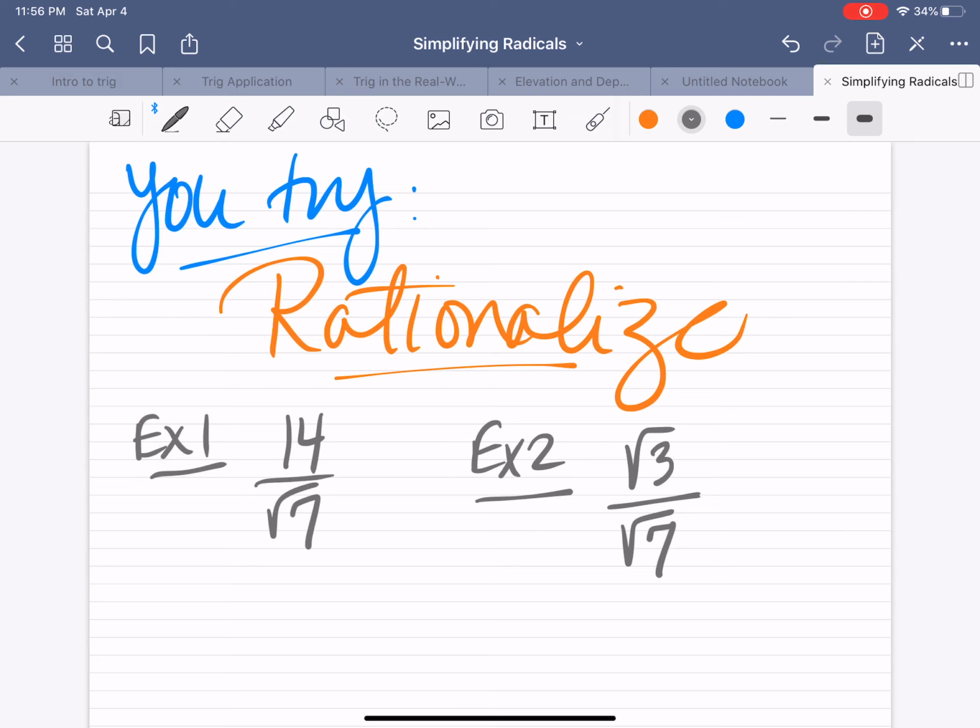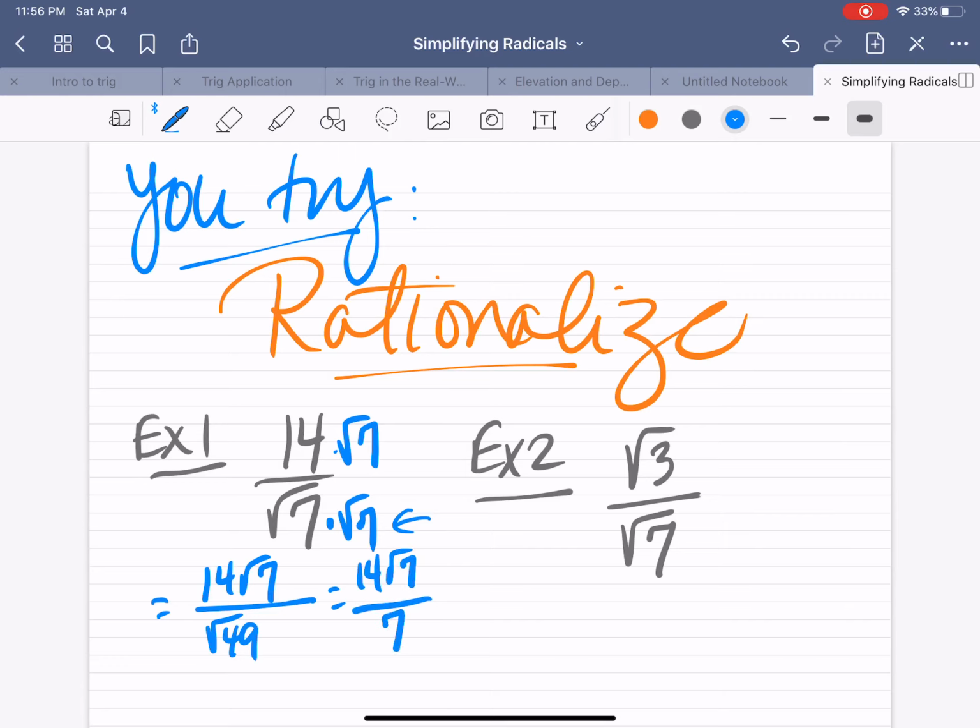Okay, so go ahead and try these problems, rationalize them, and then pause the video and come back and check your answers. So for example 1, multiply both numerator and denominator by square root of 7. And let's simplify. So the numerator, just write it down as 14 root 7, nothing simplifies. Your denominator, square root of 7 times square root of 7 is square root of 49. So now simplify your perfect square. Square root of 49 is 7. And again, you can reduce 14 divided by 7. Your final answer is 2 root 7.